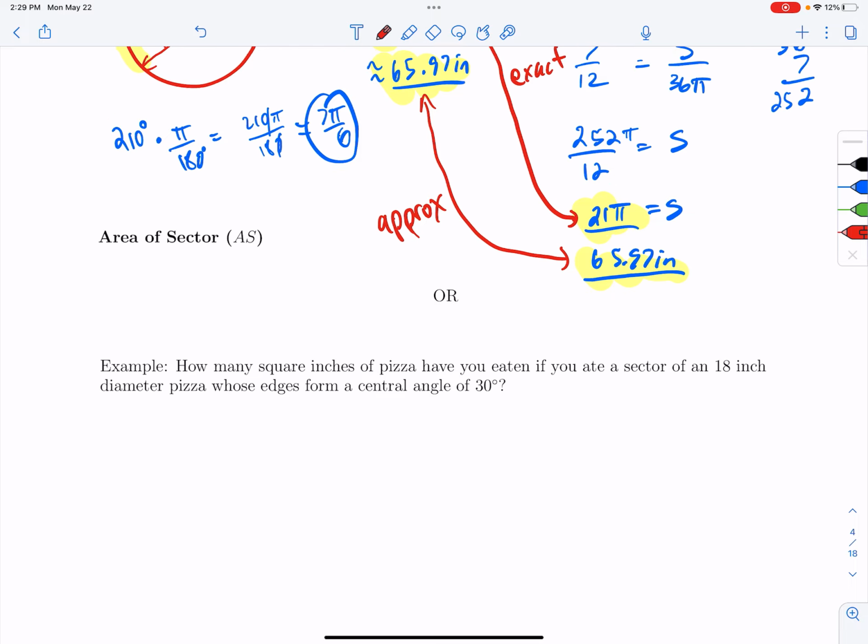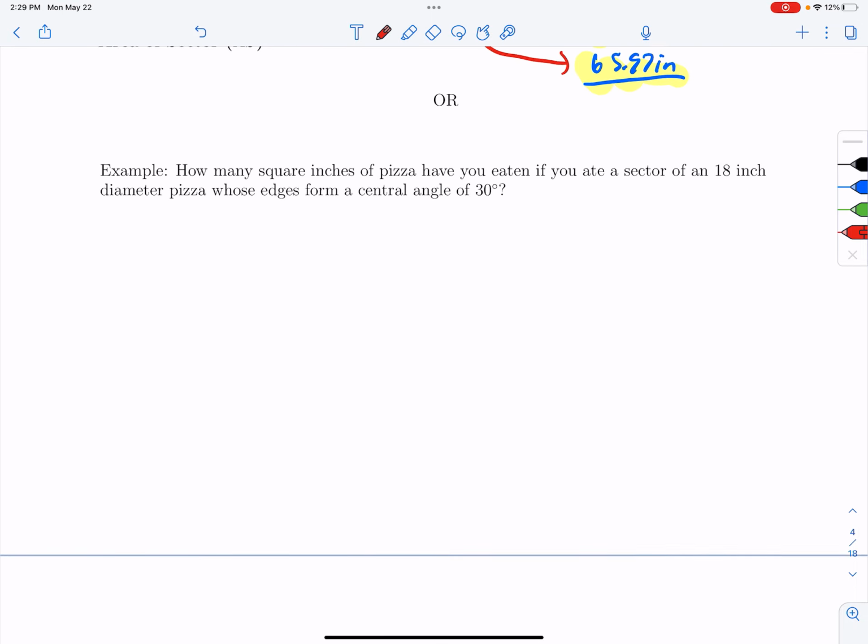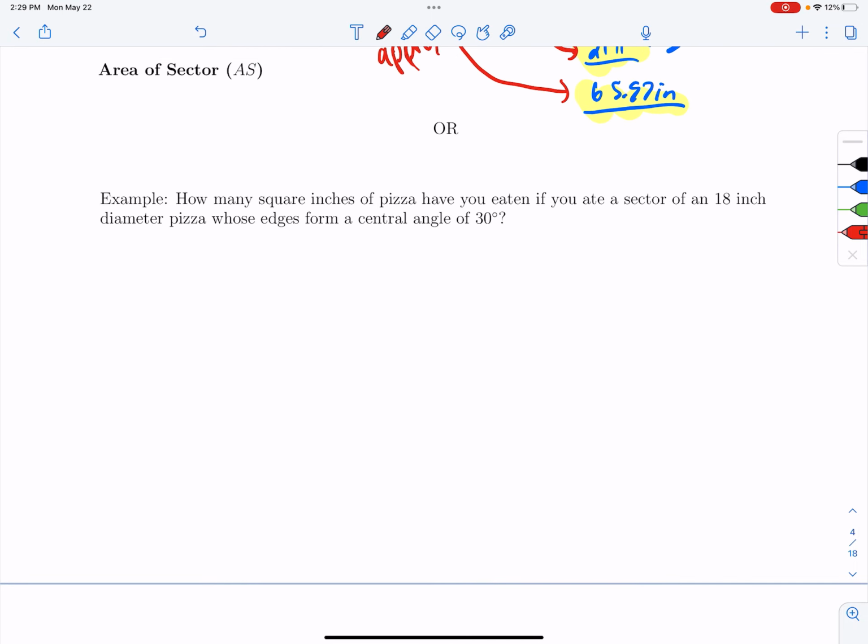Okay, and then the other thing I'm going to go over in this video is how to find the area of a sector. And what that means is, let's say I have a circle and I have this angle. The area, or this shaded region is called a sector. So what I want to do is find the area of that. It's like a slice of pie or a piece of pizza. How big is that area?